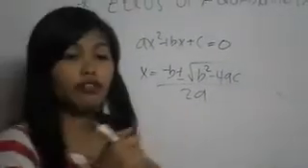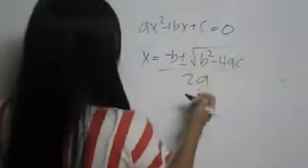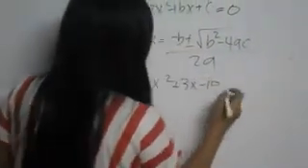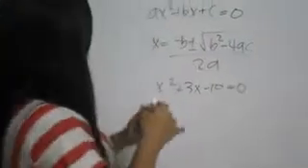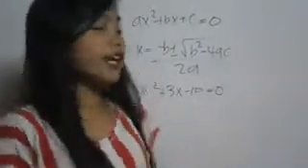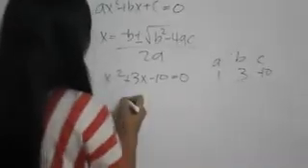Then I'm going to give an example of a quadratic equation: x squared plus 3x minus 10 equals 0. Next, I'm going to find a, b, and c. A is 1, then b is 3, and c is negative 10. I will substitute these in the formula.